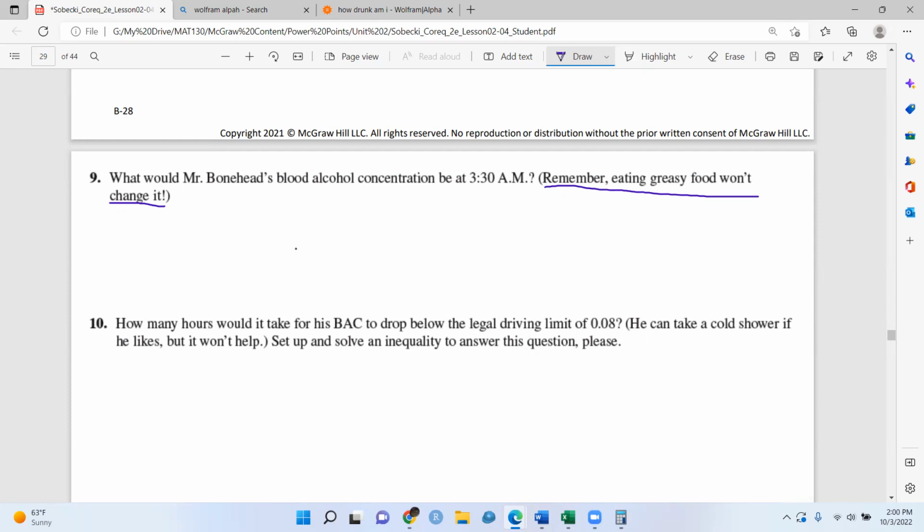So the first thing we have to do is figure out what is the X value for this 3:30 a.m. In other words, if time 0, so X equals 0 corresponds to 2 a.m., what X value should we use for 3:30 a.m.? What do you all think?